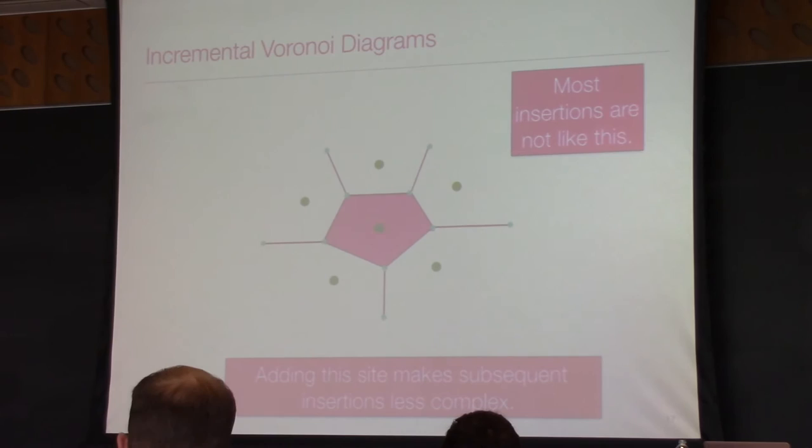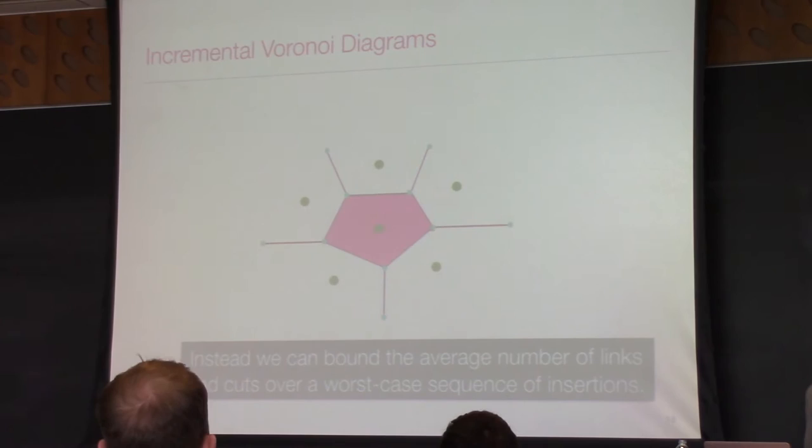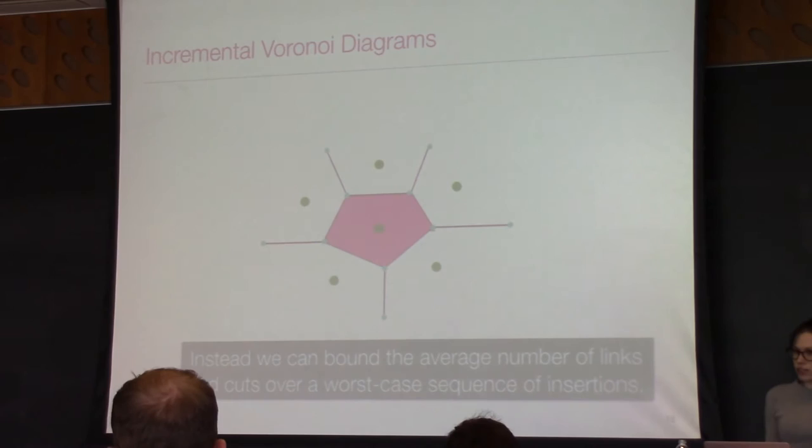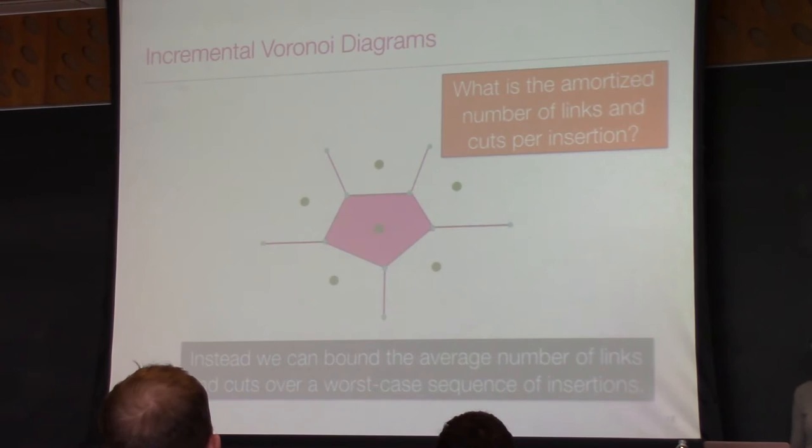So instead of looking at the worst case number of changes for a single insertion, can we bound the average number of links and cuts over a sequence? So the sequence is still a worst case sequence, but we have, on average, amortized over the sequence how many links and cuts are necessary to maintain the diagram. So yeah, amortized number of links and cuts per insertion. So is this clear to everybody? The problem statement is okay.